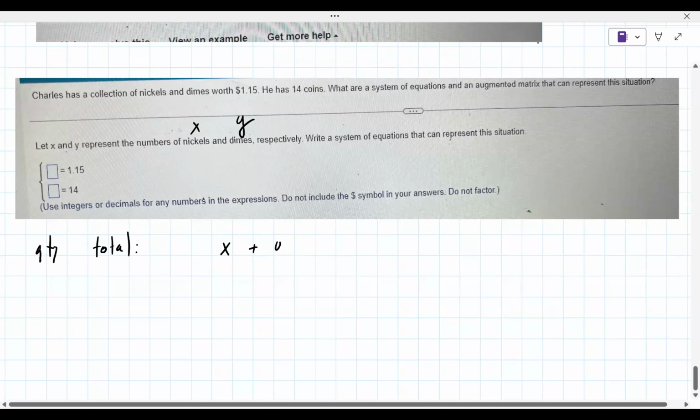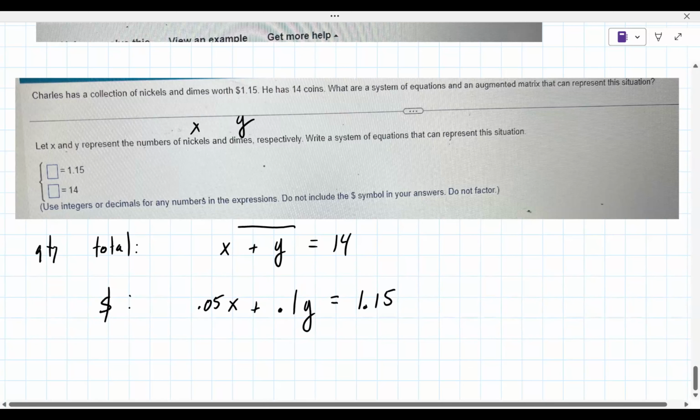All the nickels plus all the dimes, there's 14 total coins. There's almost always a quantity or total equation. Then there's a money equation. The money equation is the value of the nickel, which is 0.05, times the number of nickels, plus the value of the dime, which is 0.1, times the number of dimes, equals the total amount of money. So you can see that these answers are what go in the boxes there.